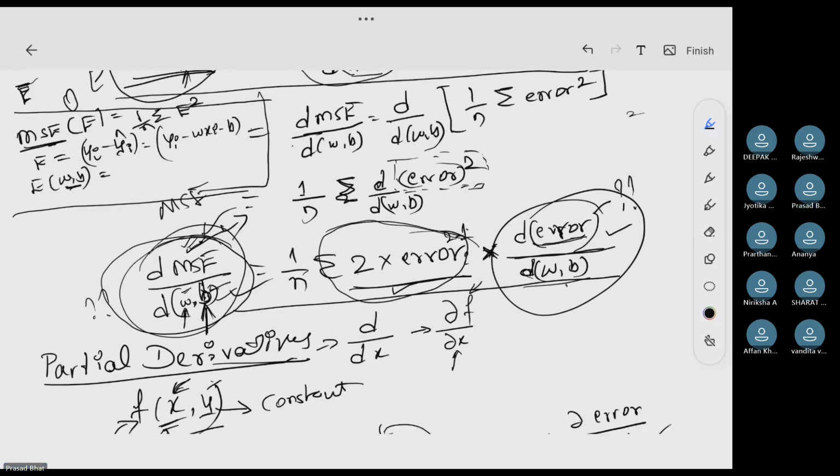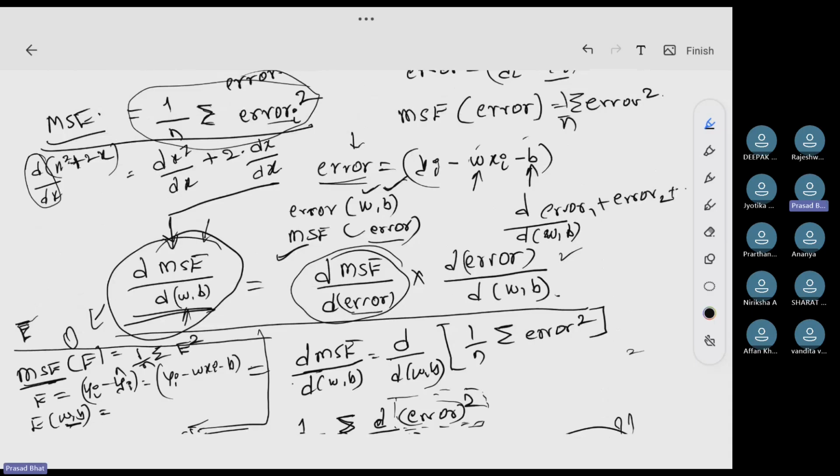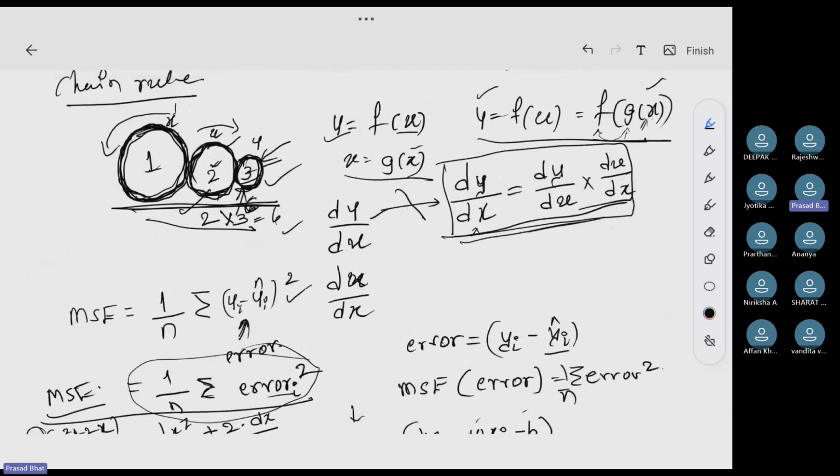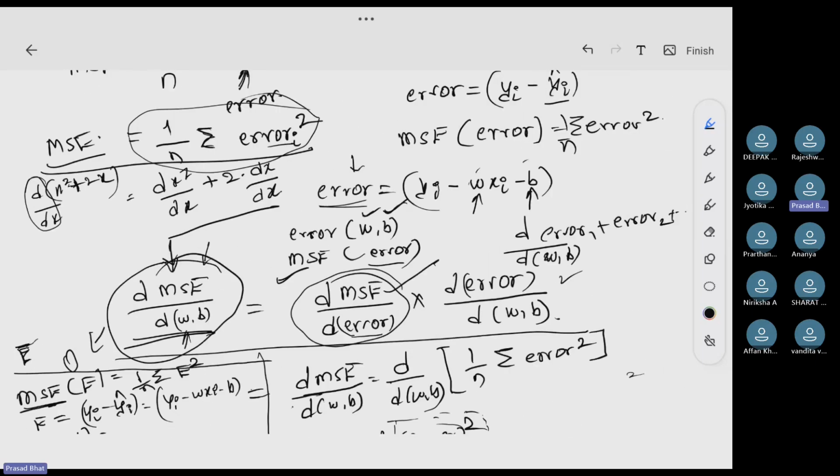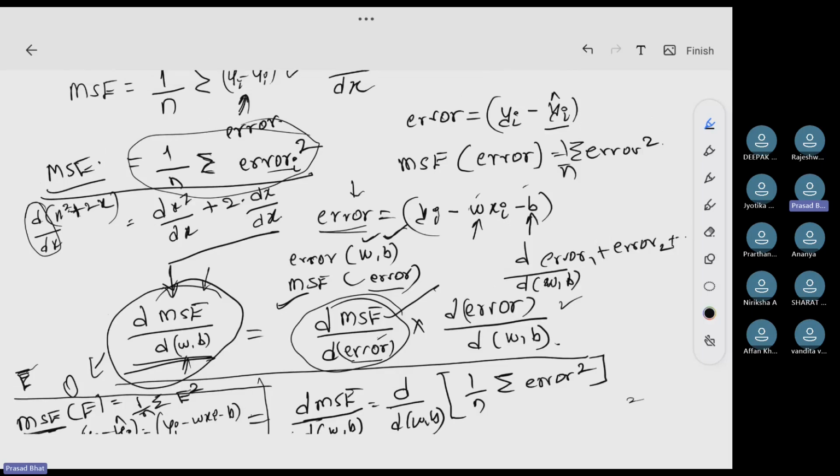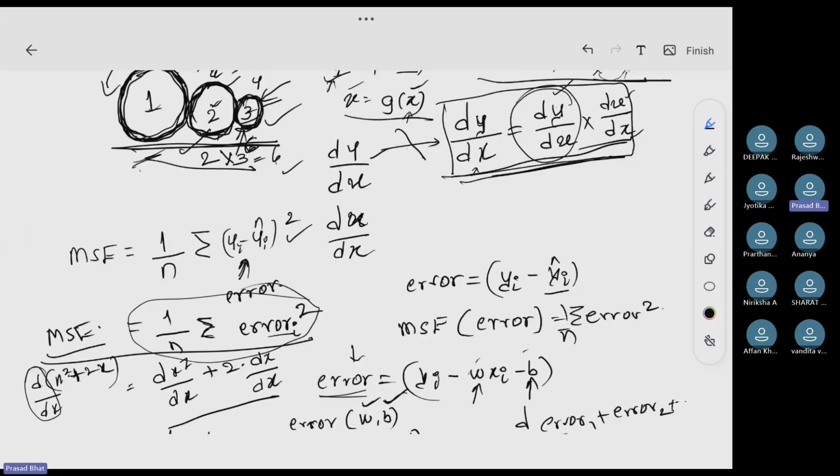Make sense? Okay. What is the chain rule? I explained it here, right? I don't know how you missed it. See, what does the chain rule say? If y is a function of u and u is a function of x, and I want to find the effect of change in x on y, then first I have to find the effect of u on y and then multiply that with the effect of x on u. Please remember this example. This part is ∂MSE with respect to error, and then this part, error with respect to w comma b, is this one.